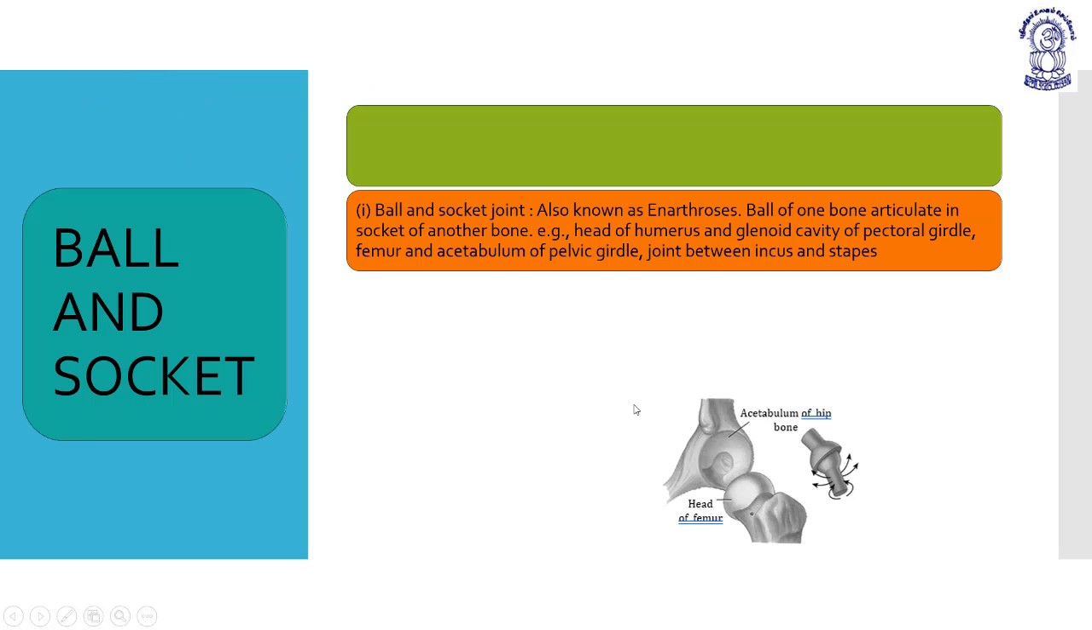Ball and socket joint. The first type of synovial joint, or freely movable joint, is the ball and socket joint. It is also known as anarthrosis. The ball of one bone articulates in the socket of another bone. So it is like this.